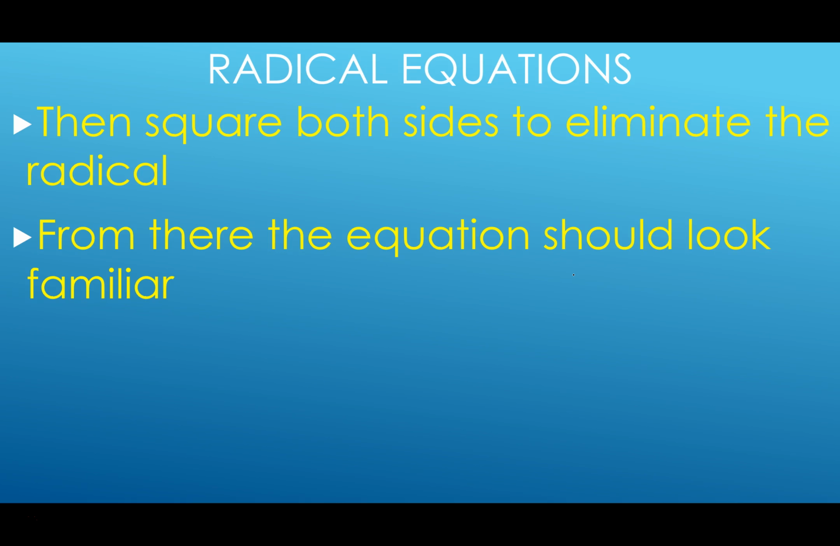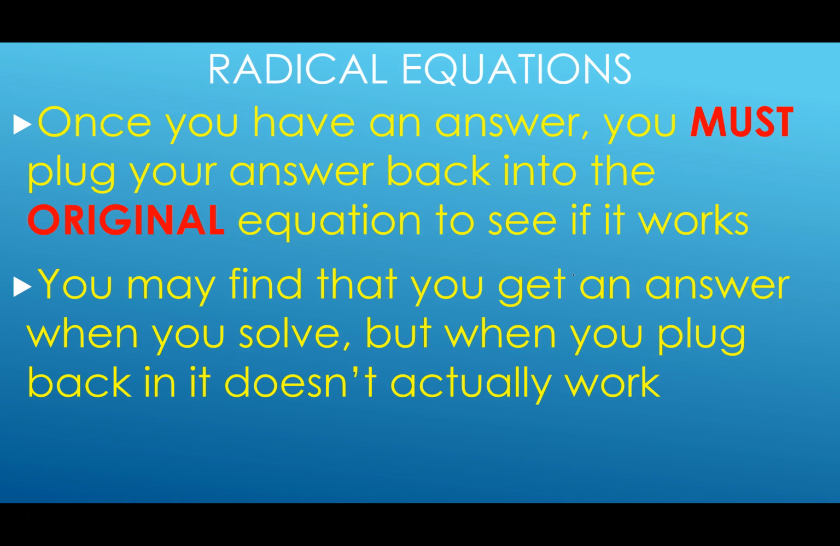So once we have this radical isolated on the one side, we square both sides to eliminate the radical. Again, the opposite of the radical is the squaring. That's why we do the opposite operation to eliminate it. From there, it should look familiar. It should be a linear equation, maybe a quadratic equation, something that you know how to solve.